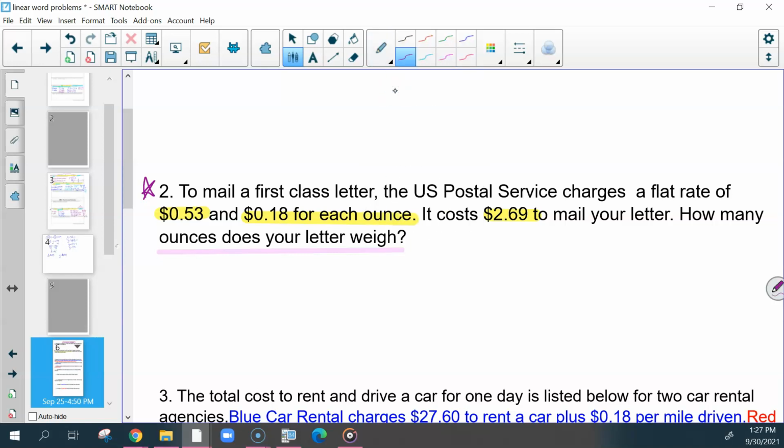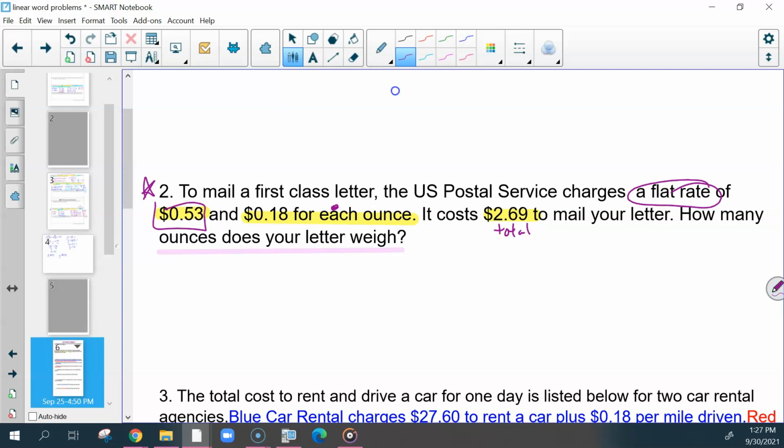So a couple things with this. Here, the word flat rate means you're going to get charged that no matter what. So even if your letter doesn't weigh anything at all, they're still going to charge you this 53 cents. Now, I don't know if that's accurate, but they're going to charge you some amount. And then anytime you see the word like for each, these two things are going to be multiplying. So 18 in each ounce. We know the total, and it's asking how many ounces does your letter weigh.